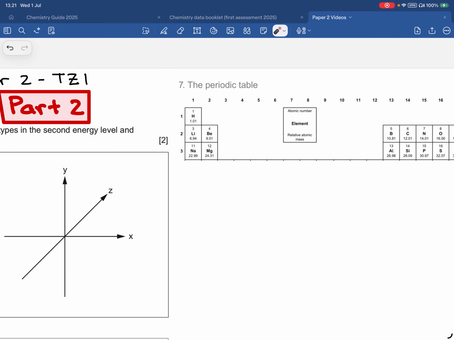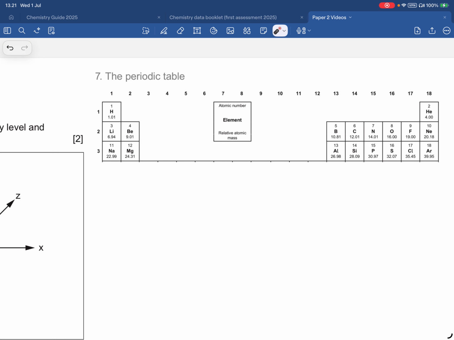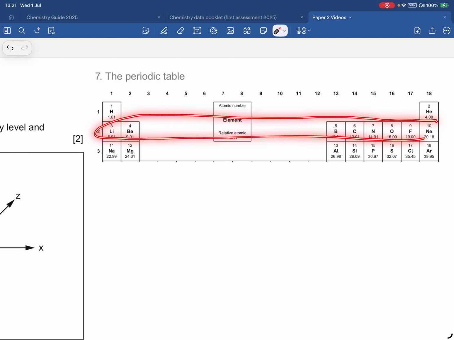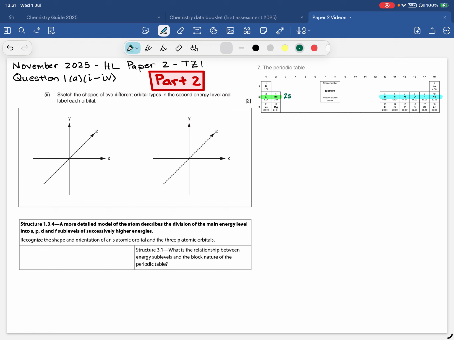Now, they're telling you the second energy level, right? So that means this right here, period 2. Well, period 2, of course, has got two different orbitals in it. So you've got the 2s, and then you've got the 2p. So the 2s, s orbitals only hold 2 electrons, very simple shape, it's simply spherical. So that is the sketch part, and then the label, 2s.